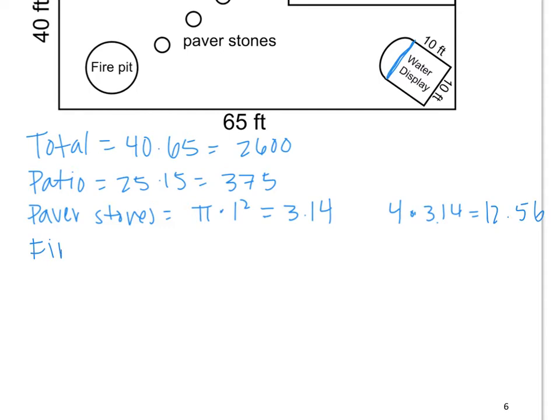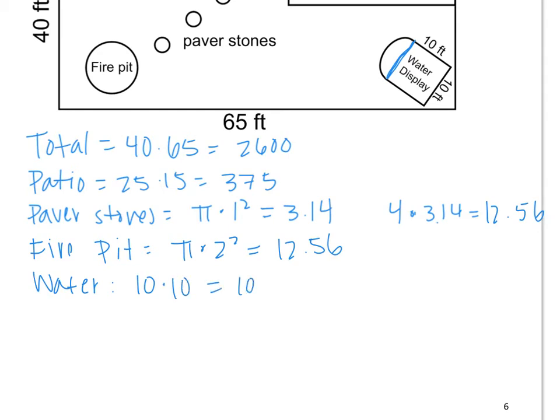Next, the fire pit. Pi times radius squared. Here our radius is 2. And then the water display are 2 parts there. So the square is base times height, 10 times 10. So that is 100. And then the half circle, so we're going to do half pi times radius squared. So the whole side is 10, so that means the radius is 5.